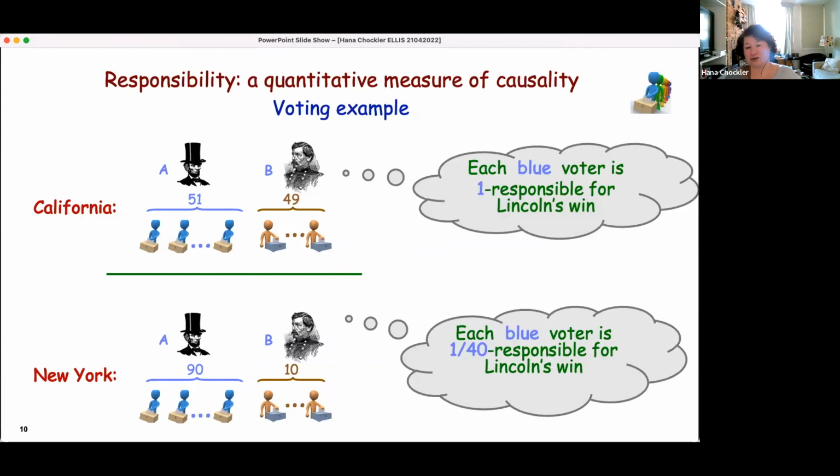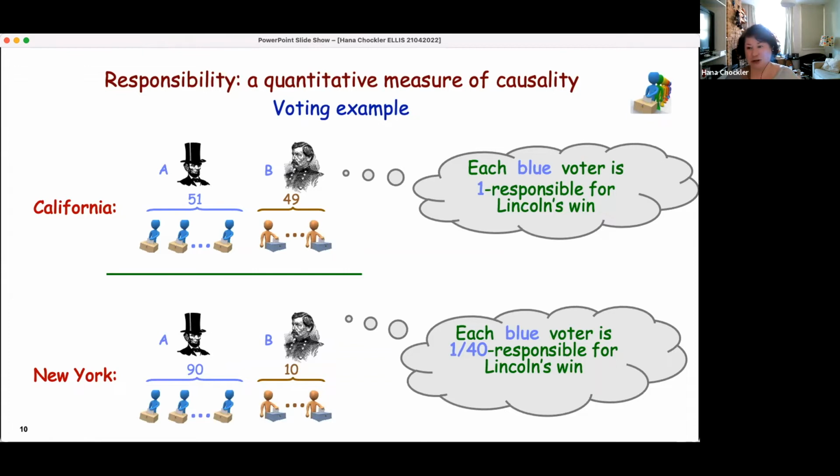This quantitative measure is defined using the size of the contingency that we need in order to bring it to the counterfactual case. Formally, it is defined as 1 divided by 1 plus the size of the contingency. If the cause is counterfactual already, then there is no contingency needed, meaning the size of the contingency is 0. Therefore, in California, each blue voter is 1 responsible for Lincoln's win. It's 1 over 1 plus 0.